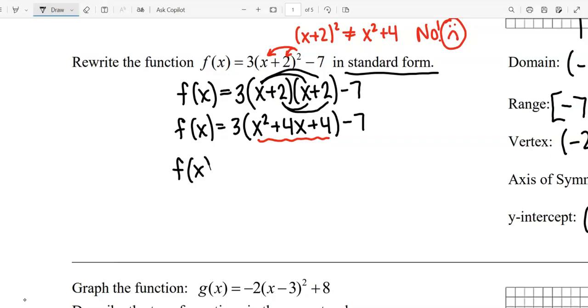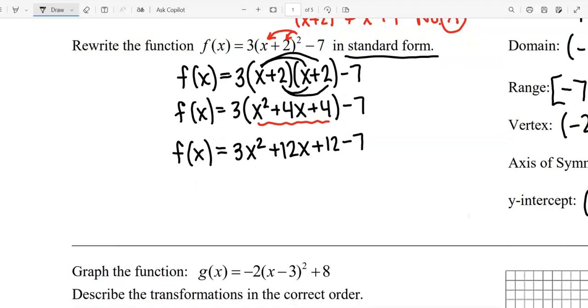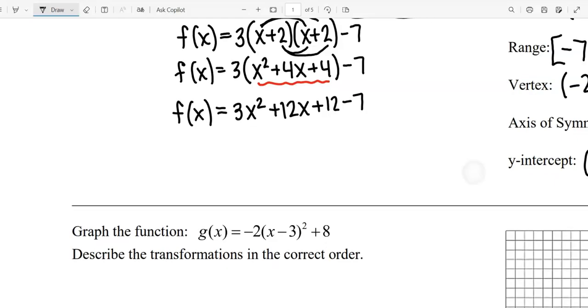So f of x equals 3 times x squared is just 3x squared. What's 3 times 4x? 12x. So that's plus 12x. And what's 3 times 4? 12. So plus 12. And we still have minus 7. That minus 7 should tell you what to do next. What do you have to do next? Yeah, combine like terms in that 12 and that negative 7 to be what? 5. Didn't we have a 5 somewhere else? Where?